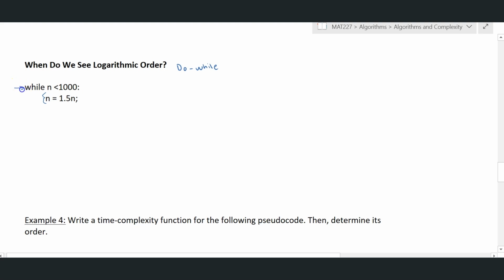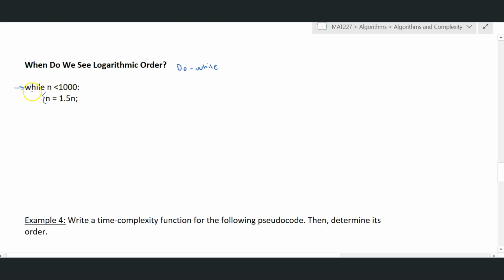So our computer arrives here and says, all right, you want me to do this instruction while n is less than 1000. So then it jumps to the instruction and it takes n and multiplies it by 1.5 and then reassigns it to n. So if n was 10, then after this while loop would iterate, it would say, okay, n is 10 and that's less than 1000, so let's multiply that by 1.5. So that would give us 15.